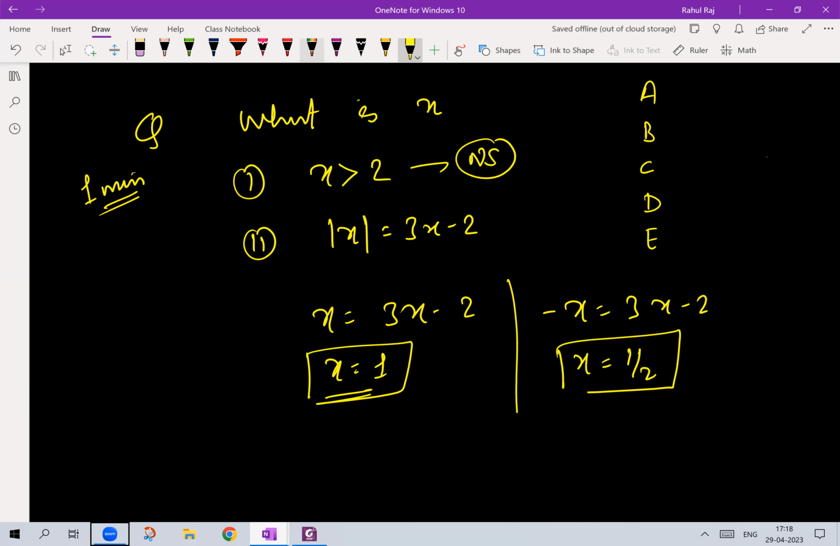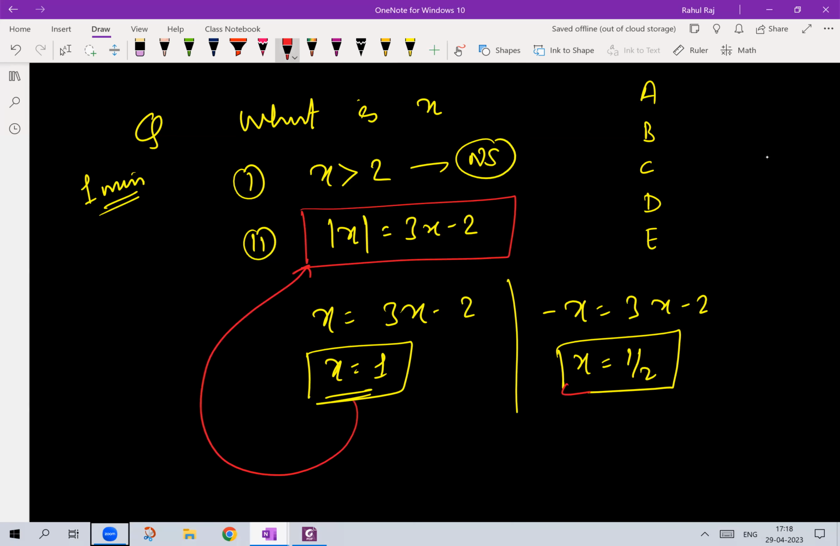What I have told you is that if mod is on one side of the equation, 100% you have to check the validity. If I put x is equal to 1, do I get LHS is equal to RHS? Please tell me. Yes, 1 is equal to 1, so it's a valid solution. If I put x is equal to half, do I get LHS is equal to RHS? Please check.